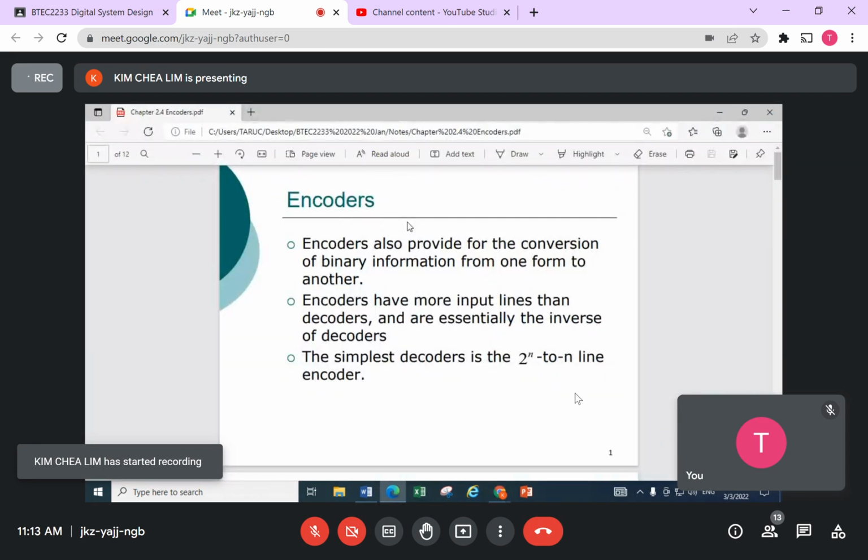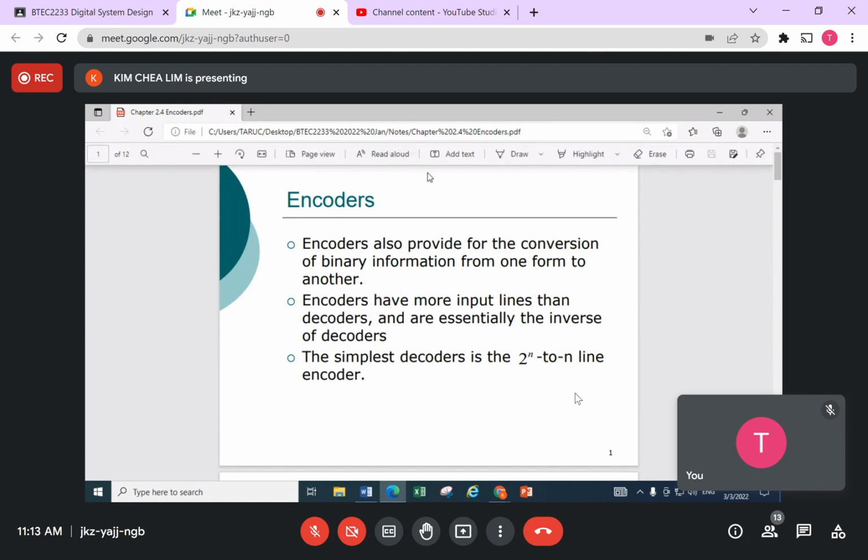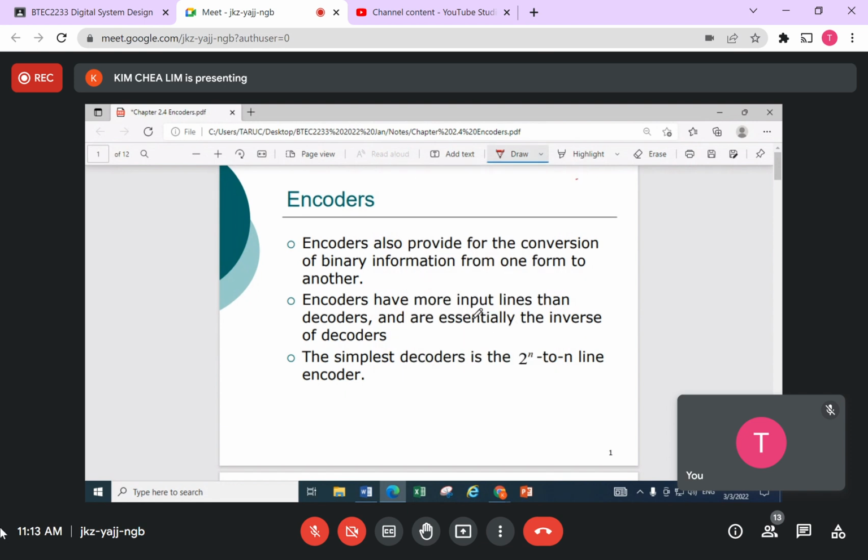Okay, on this encoder here. As we know, this encoder and decoder are actually just inverses. So you're going to find that the encoder will provide the conversion of binary information from one form to another. The encoder will have more inputs than outputs.